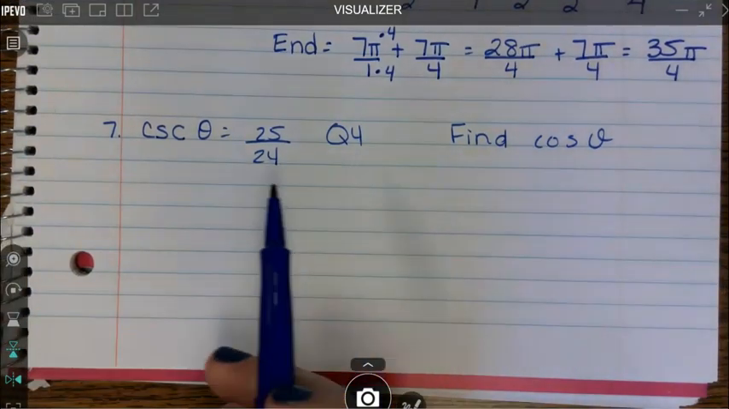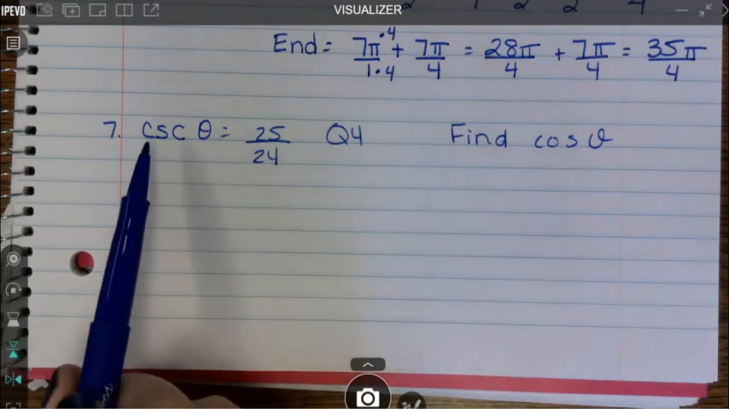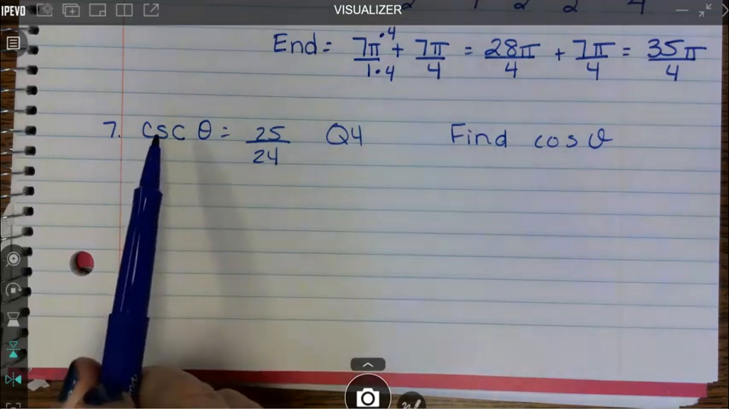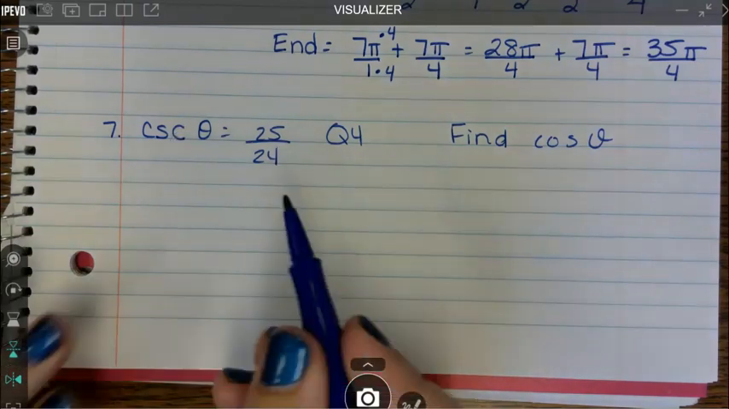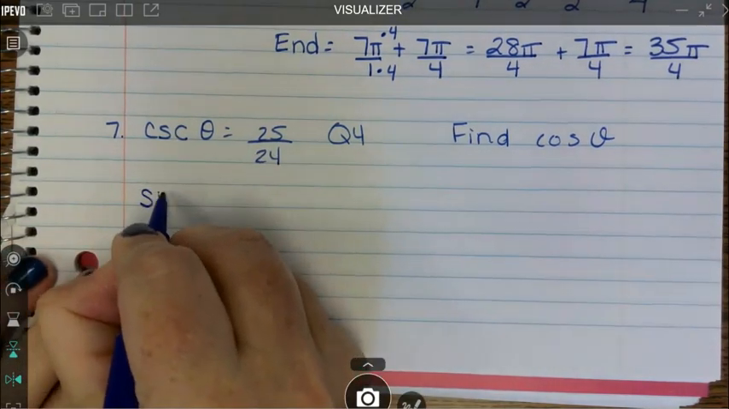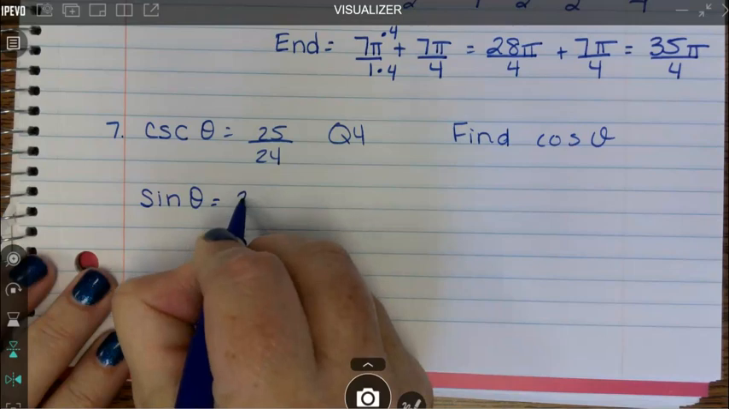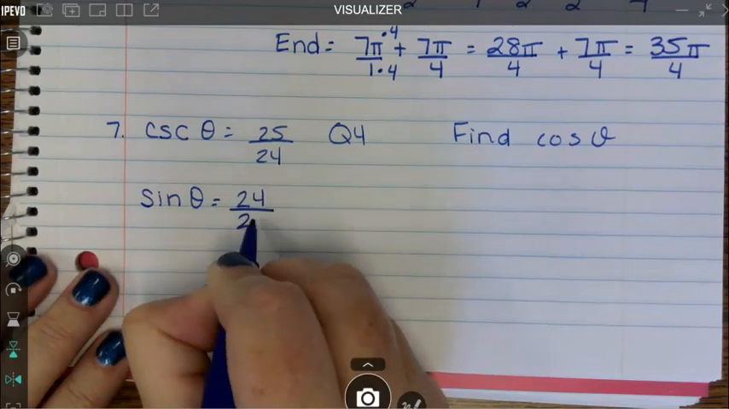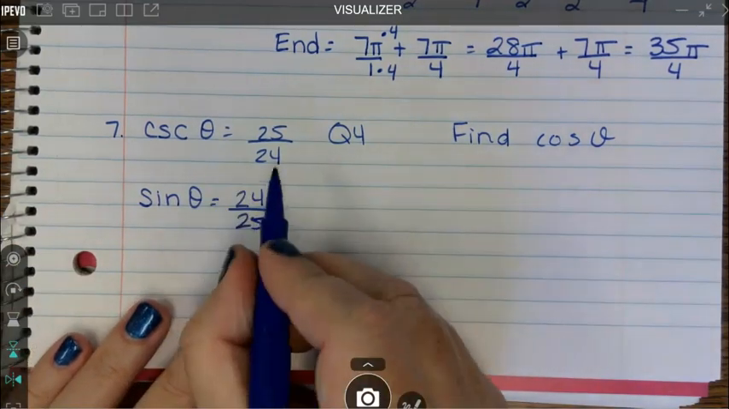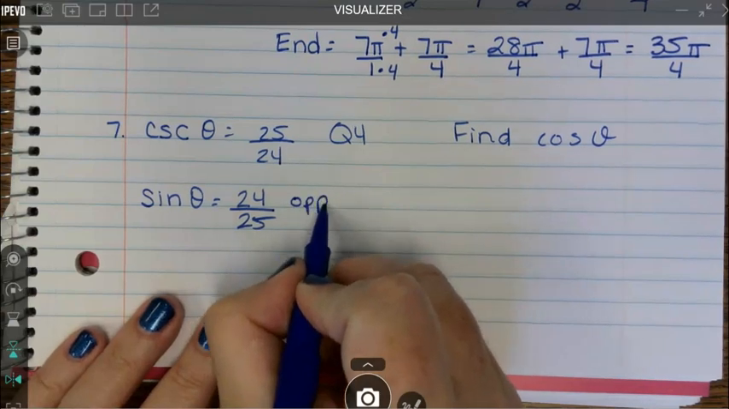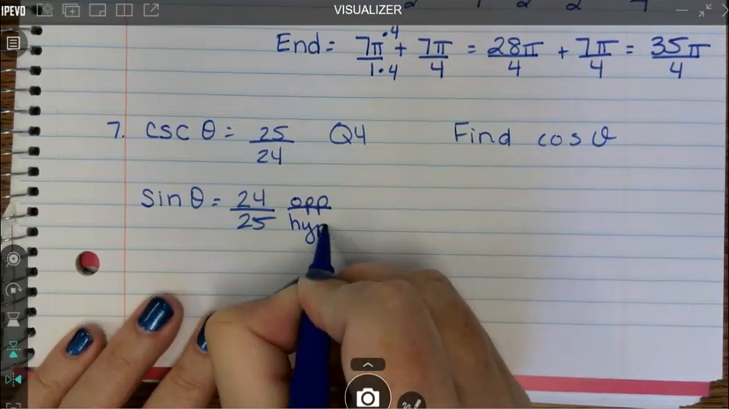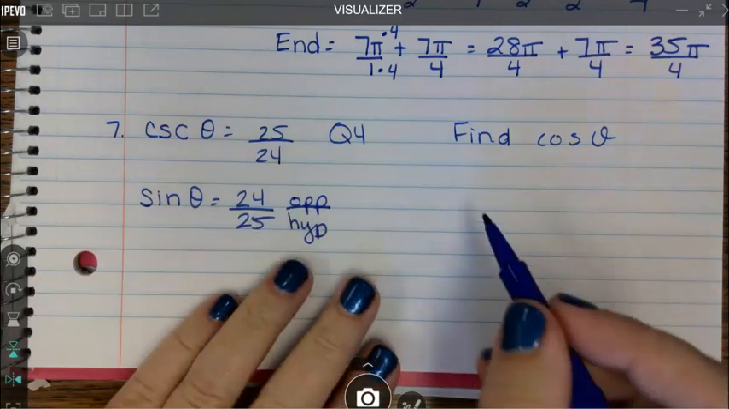Okay, so first things first. Let's rewrite this in one of the original three. So this is going to be a sine question, and that's 24 over 25. And sine is opposite over hypotenuse. Okay, and we're going to be in quadrant 4.